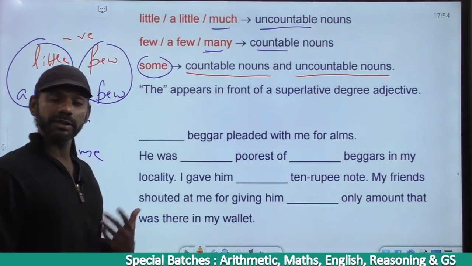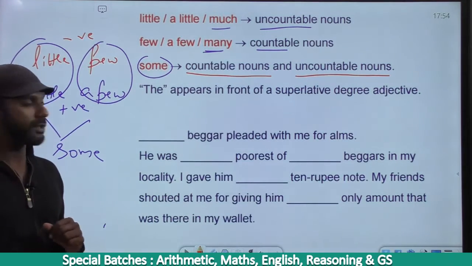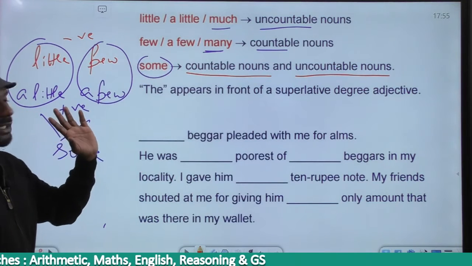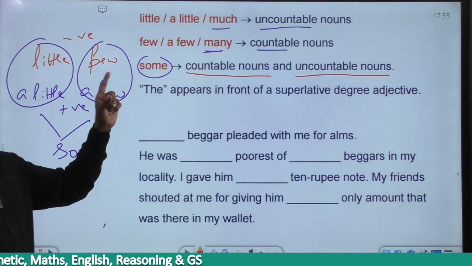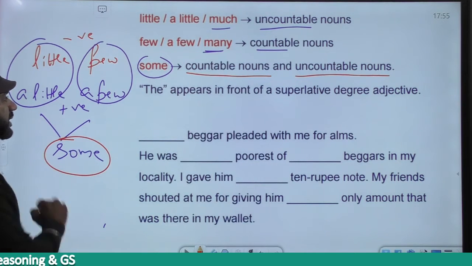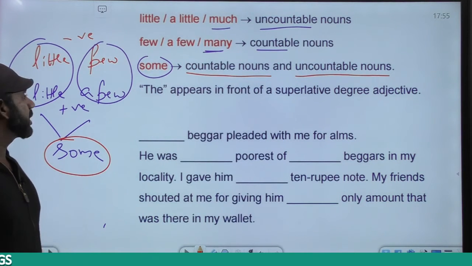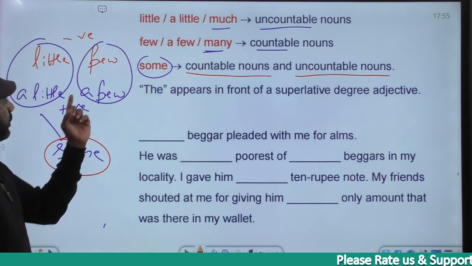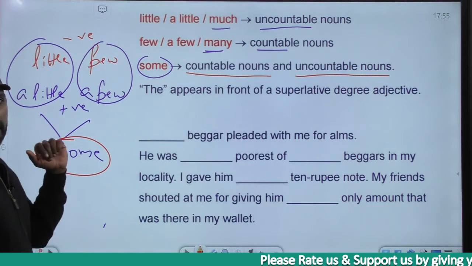Some can be used with both countable nouns and uncountable nouns because, as you know, a few is used with countable nouns, and a little is used with uncountable nouns. A few and a little mean the same: some. The meaning of both a few and a little is some. So some can be used with both countable nouns and uncountable nouns.